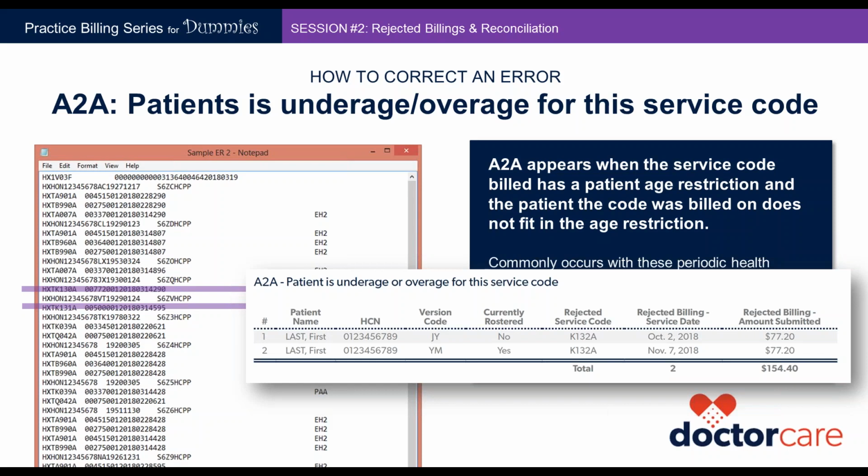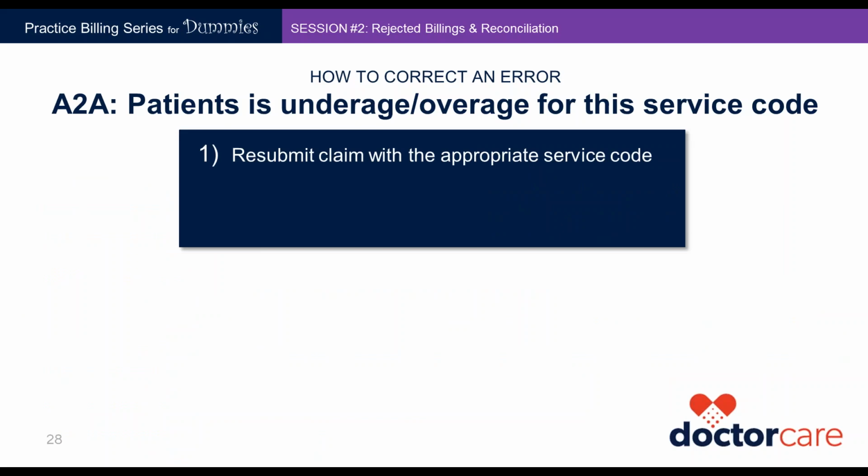In order to correct an A2A error, it simply needs to be resubmitted with the right billing code. So if a K131 was billed on a patient who is 66 years old, you need to change the bill to K132 and resubmit it to the ministry. It's that simple. However, we have noticed that this code typically slips through the cracks, and many doctors forget to fix these errors, even though it's so easy and quick to fix.